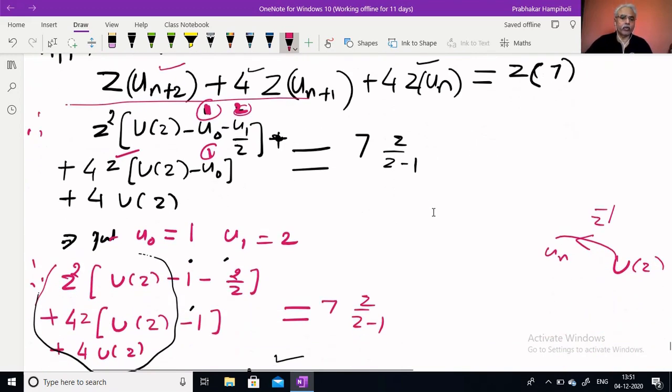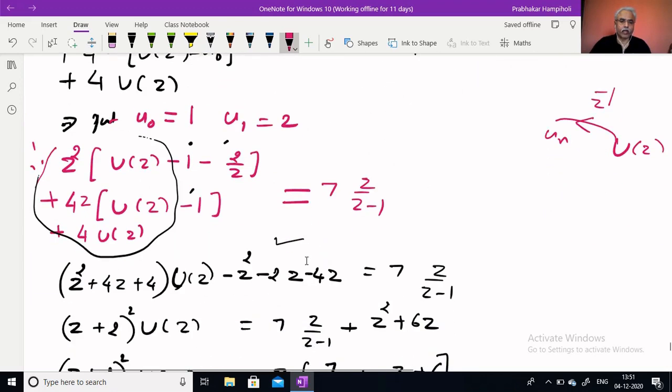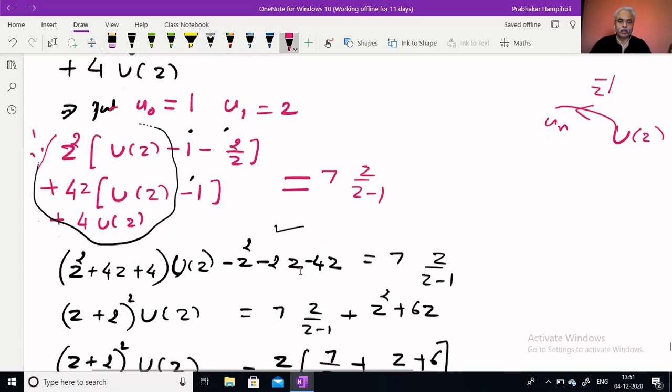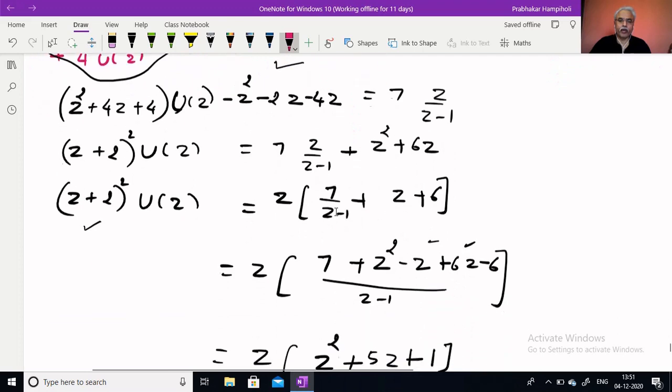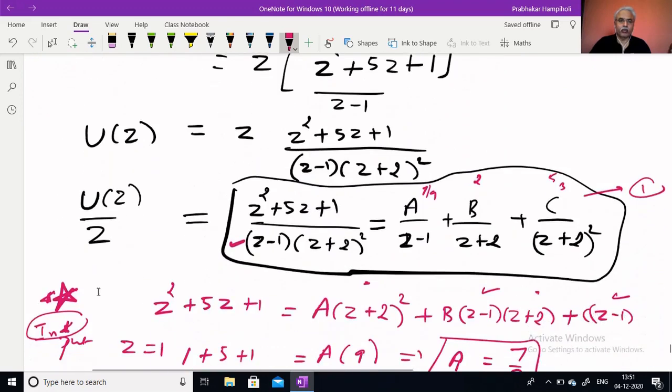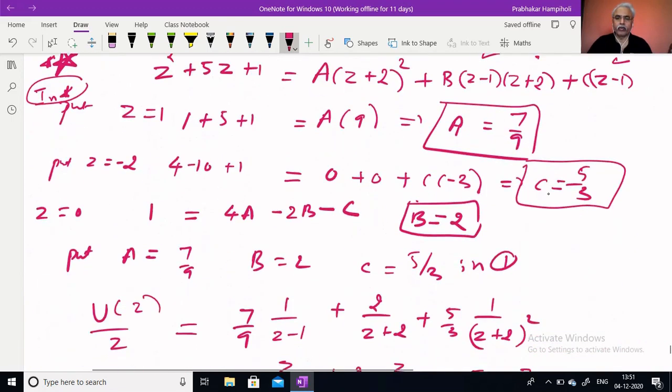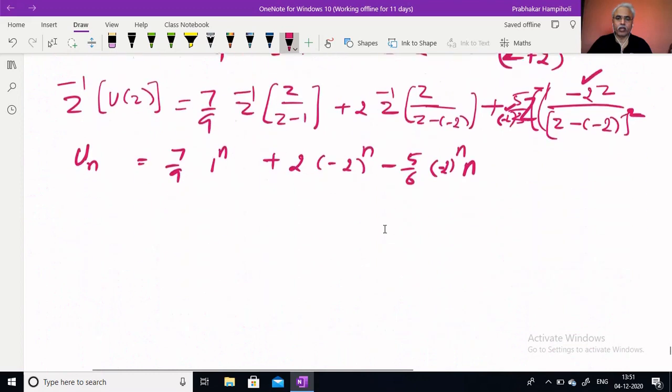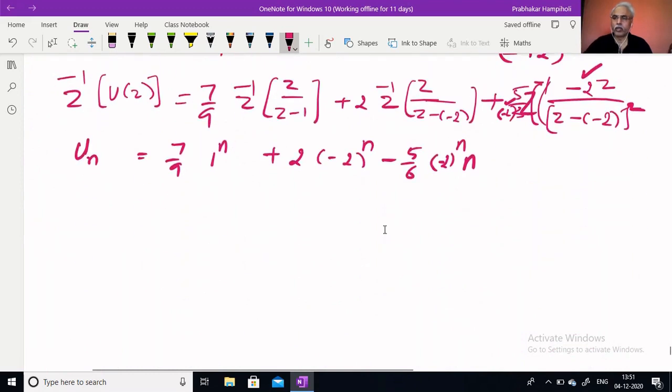Using the value of u0, u1, you will get first u of z terms and non-u of z terms. So you simplified on the right hand side till you get a perfect shape. Then you took u of z by z and partial fractions ABC. When you do partial fractions, all are in a perfect shape except the last one where minus 2 we need to multiply to bring it to the standard form.